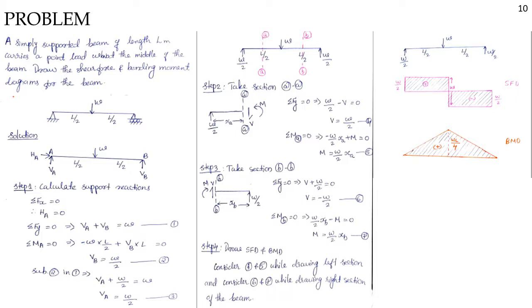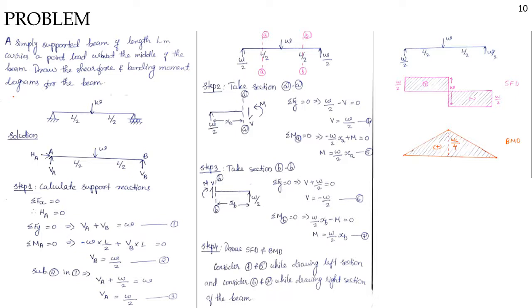When we draw the reaction forces W by 2 in the free body diagram, we can draw like this and we can divide it into two sections, AA and BB. Step 2. Take the section AA, and here this is the left part of the beam. Then shear force will be acting downward and moment will be in anti-clockwise direction. And then sigma Fy is equal to 0. Then W by 2 is acting upward and V is acting downward. Then we will get V is equal to W by 2.